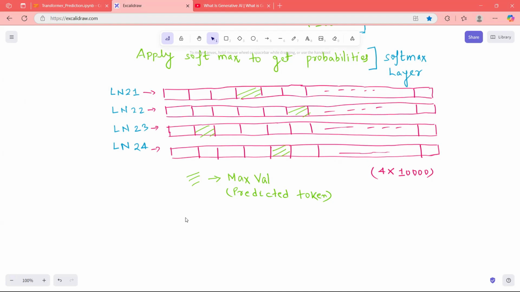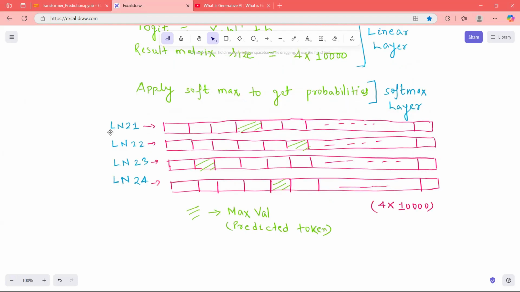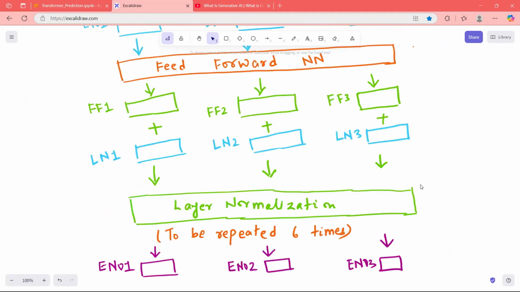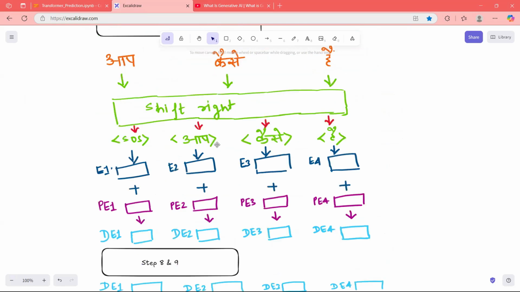And this way, what will happen is, in the end, for these four tokens, it should ideally be predicting आप कैसे हैं. Okay, so you will not see SOS when the prediction happens. You'll only see आप कैसे हैं.